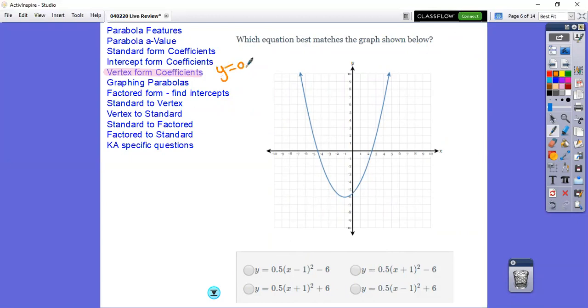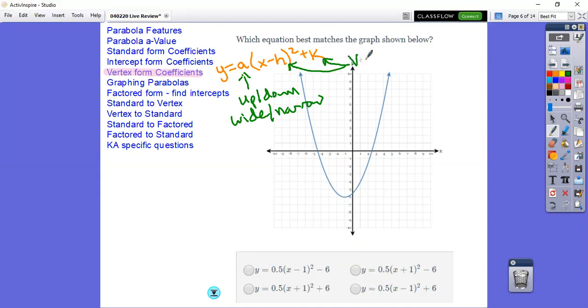So y equals a times x minus h squared plus k is vertex form. Again, you have your a value that tells you either up or down, and then your wide or narrow. And then you have your h and your k value that are telling you your vertex, which is at the point h comma k. It's always going to be the opposite of what you see in the parentheses and the same as the outside, right?